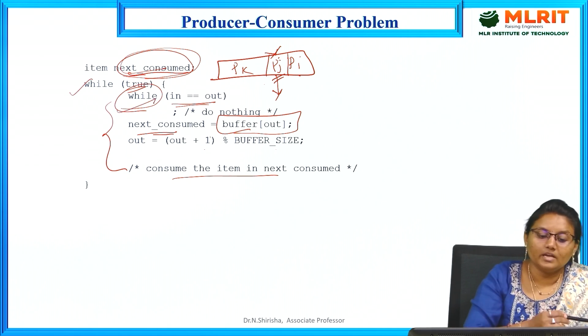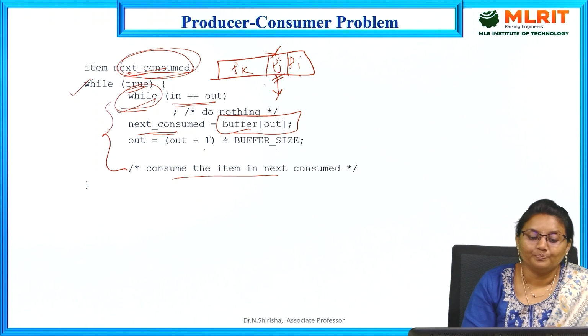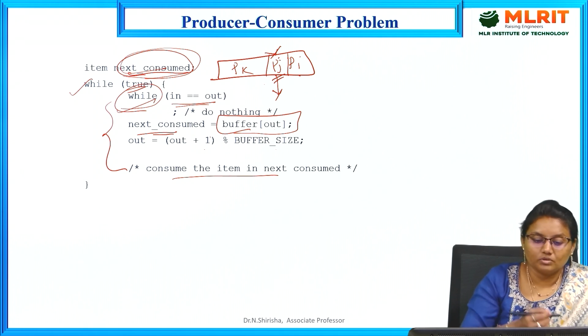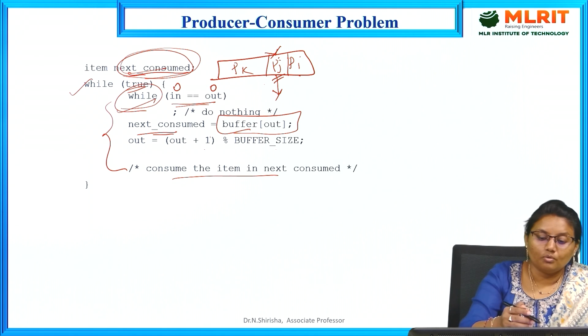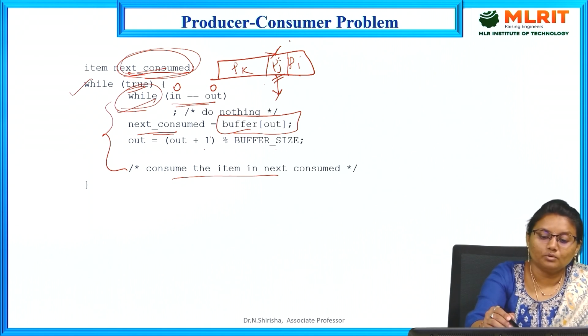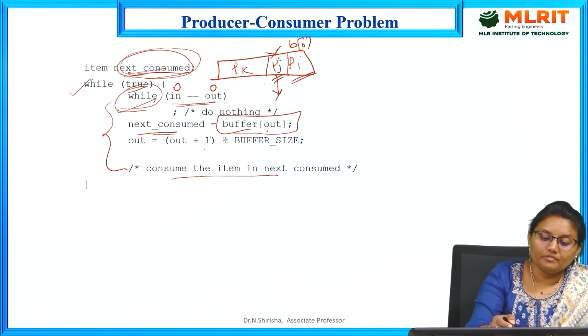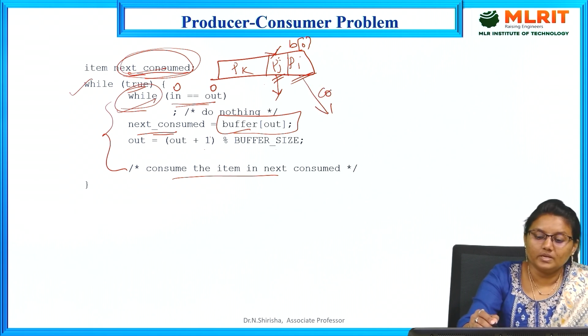Now here, while of in is equal to out. What is in initially? In and out equal 0. 0 equals 0, yes, the condition is true. Now buffer of out, buffer of 0. What is there in the buffer of 0? That means the first location. So that item will be consumed. So this will get consumed here.